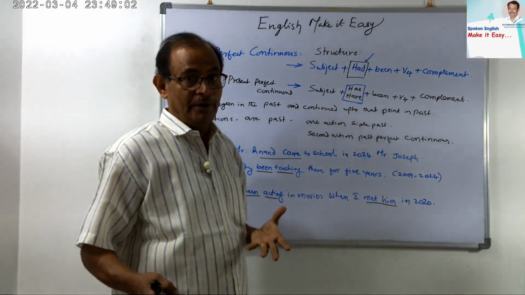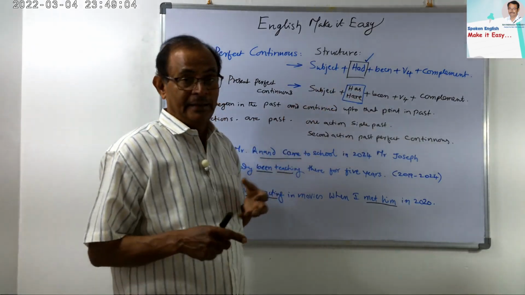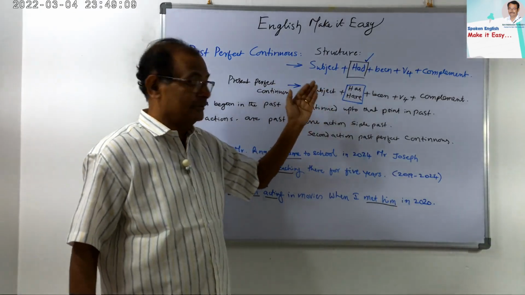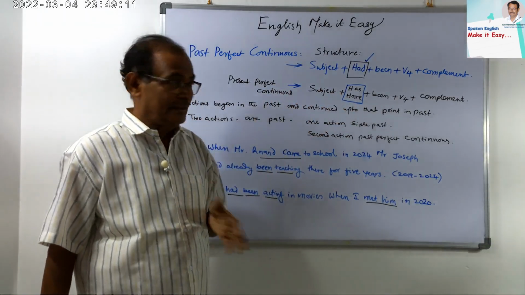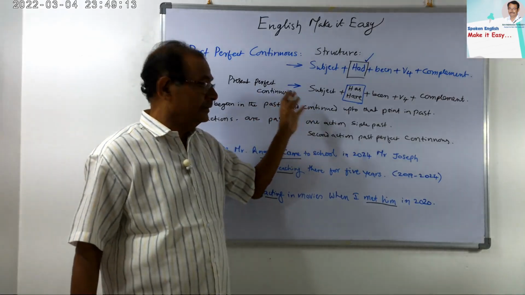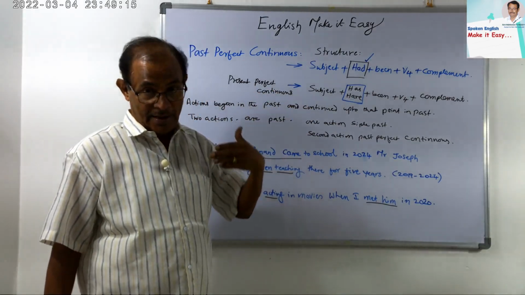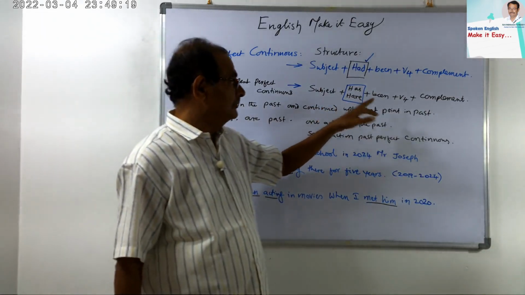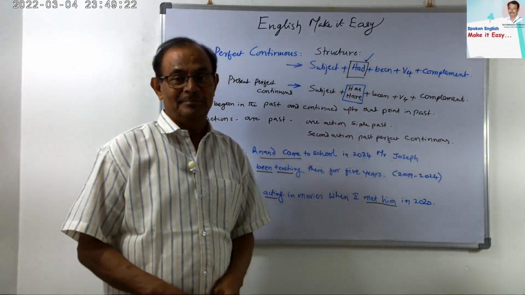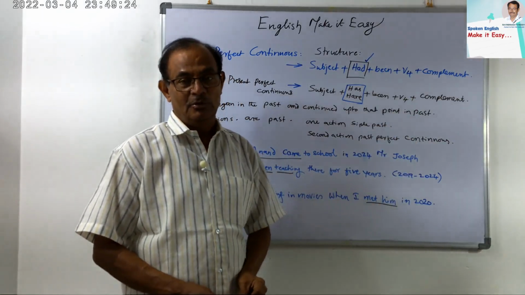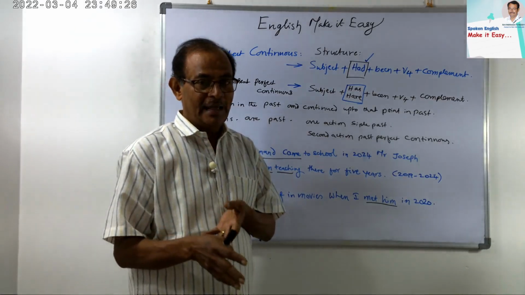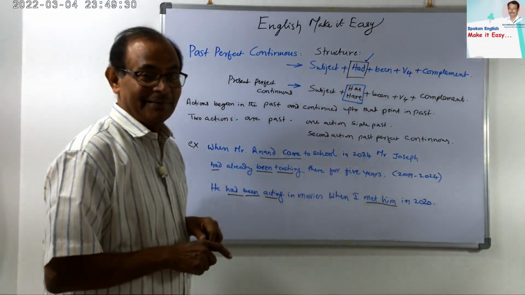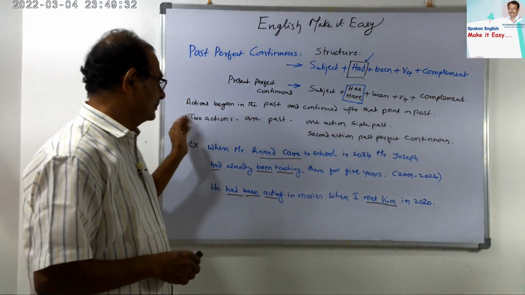Got my point? So, had should be taken for past perfect continuous, and the remaining structure, subject plus been plus V4 plus complement, is the same. And in present perfect continuous, subject plus, instead of had, we take has and have, been plus V4 plus complement. That's all. That is the structure. So just forget about has and have temporarily and keep had in your mind. This had should be taken in past perfect continuous.